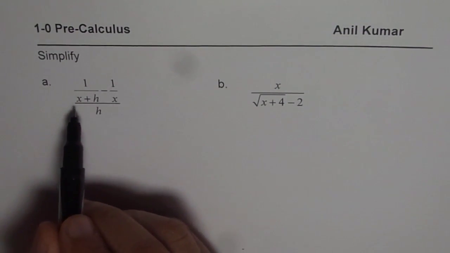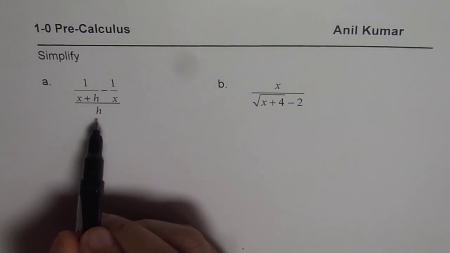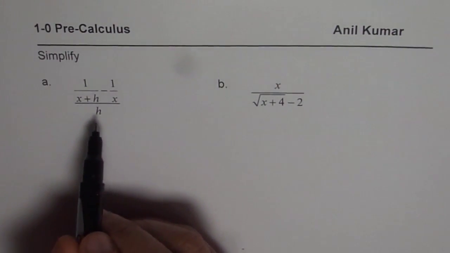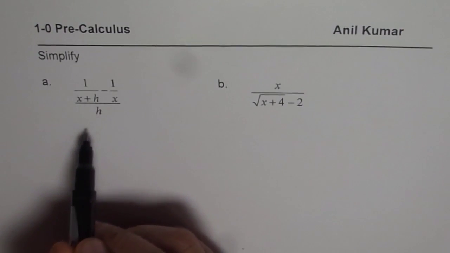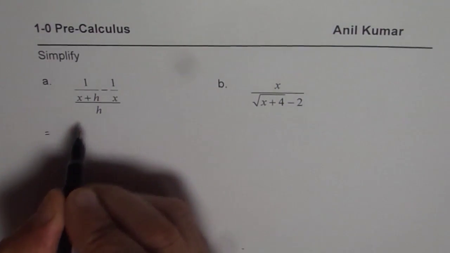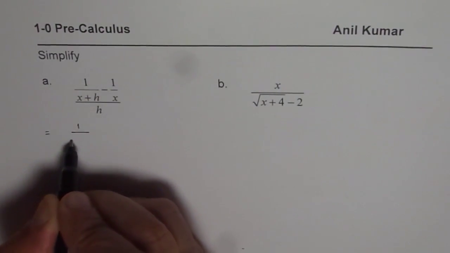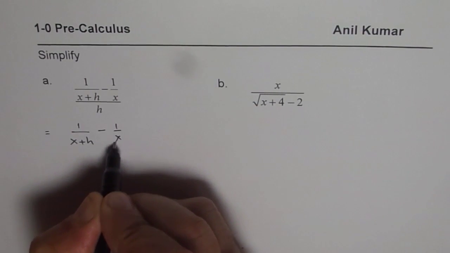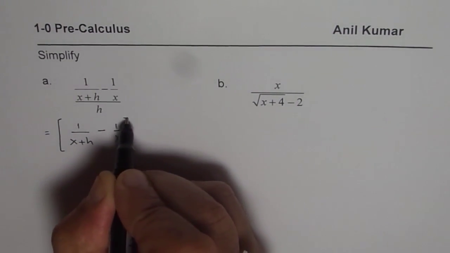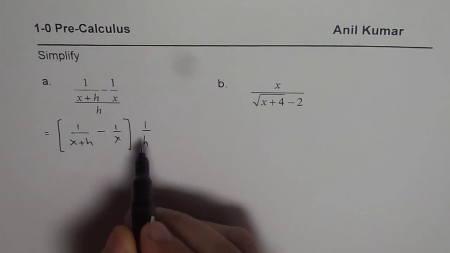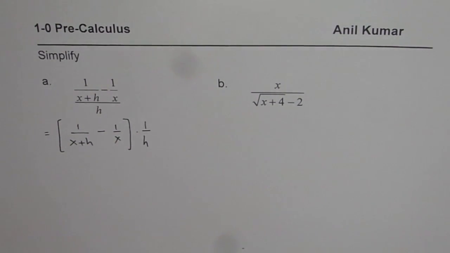First one, 1 over x plus h minus 1 over x, divided by h. Whenever you have a multi-layer question like this, it is better to write it in product form than in division form. Let me show you what I mean. So I could write this question as 1 over x plus h minus 1 over x, and everything multiplied by 1 over h. Dividing by h means multiplying by 1 over h.